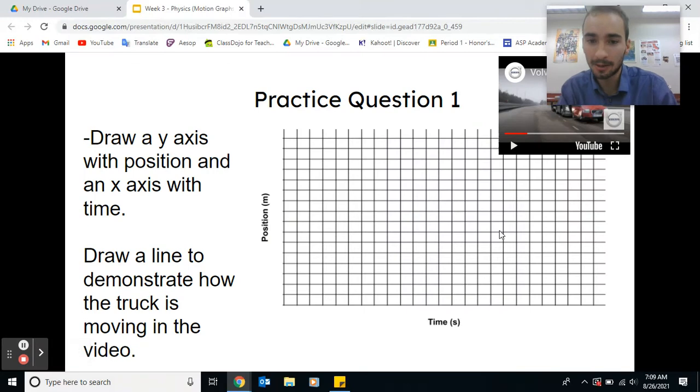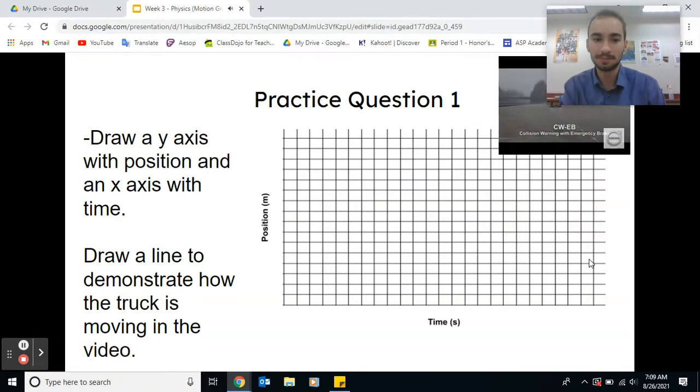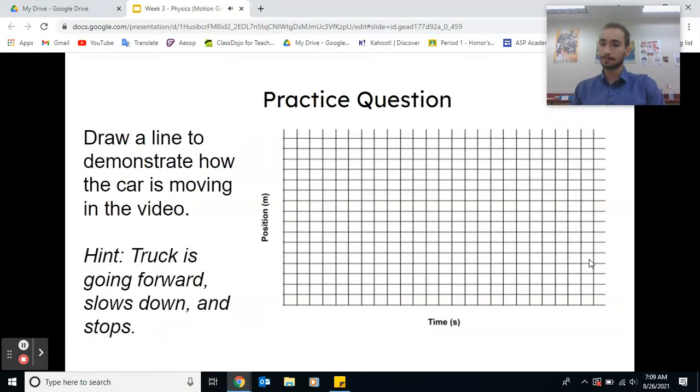So try and draw what that truck was doing. I'll give you a sec. Try and draw on the right side of your notes. Have a little position versus time. You don't need a grid. You can just have the L for Y and X axis. Hint, the truck is going forward, and then it slows down, and then it stops. So what do you think that would look like?